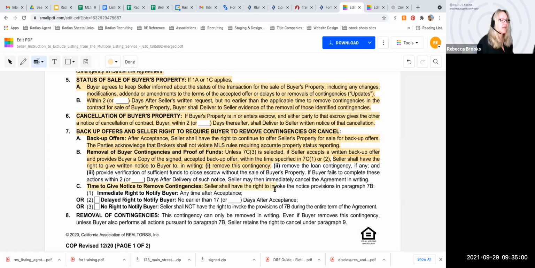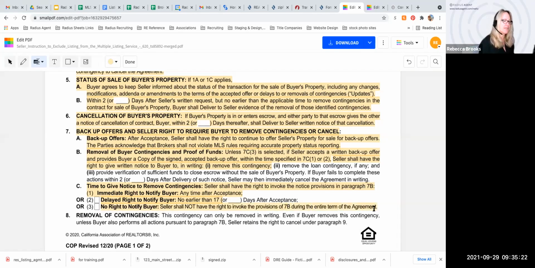And so sellers shall have the right to invoke the notice provision immediately, anytime after acceptance, or a delayed right no earlier than 17 days, or you will never have the right to notify or invoke 7B.